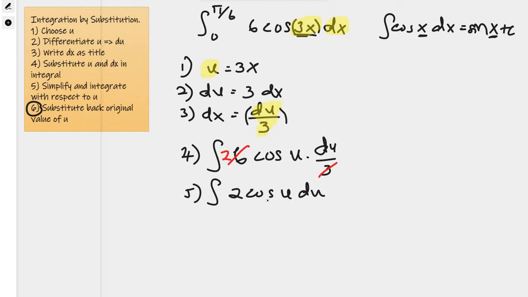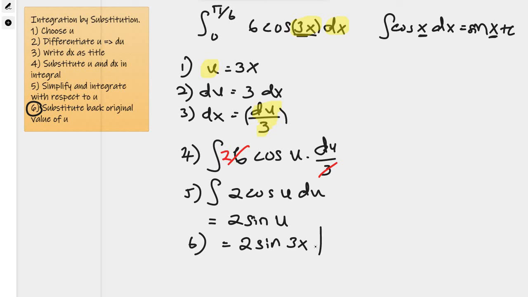So now I have trigo with a variable only, so I can use this formula. I just change x here to become u, so I get sin u. So the answer will be 2 sin u. Again, do not write plus c here because you have a definite integral. So just keep it like that. Step number 6, you substitute back the original of u, so you will get 2 sin 3x.